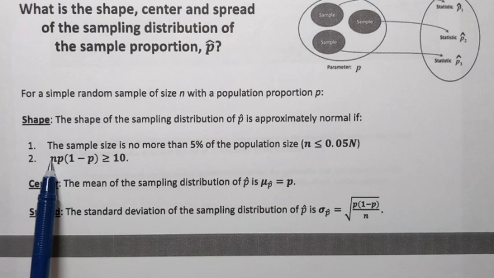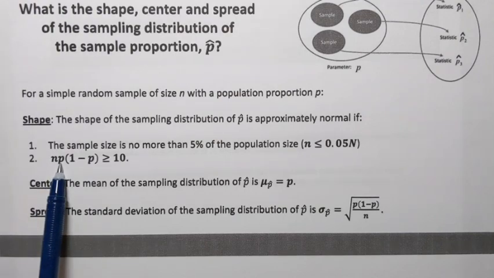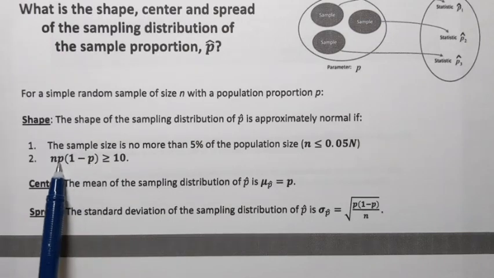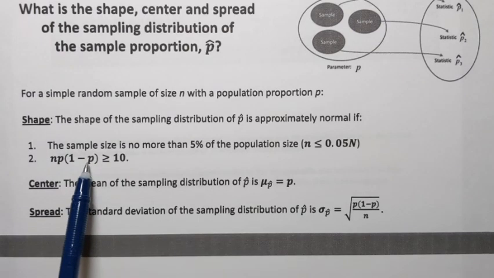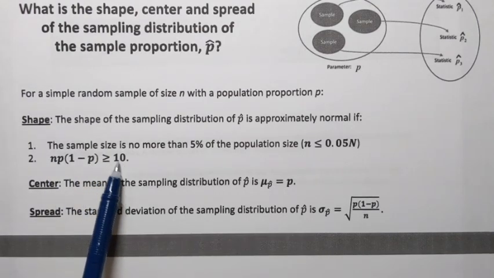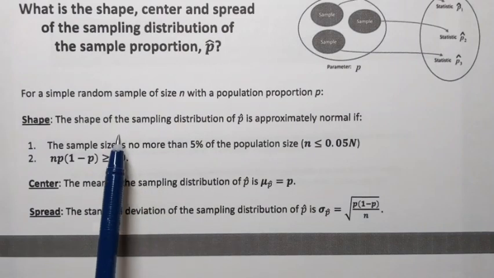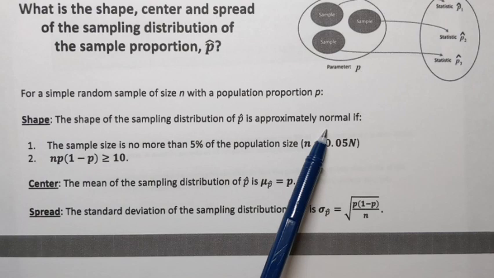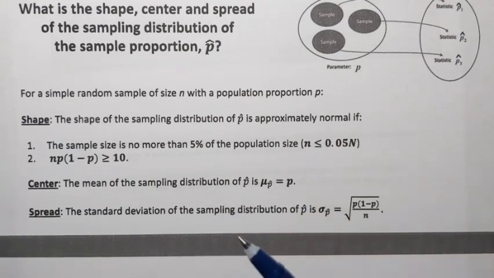If we take sample size, multiply by the population proportion, and then multiply by 1 minus population proportion, keep in mind that population proportion should be expressed in terms of decimals here. So if it's originally given as a percentage, it has to be converted to a decimal. That product should be greater than or equal to 10. If those two conditions are satisfied, then we know that the sampling distribution is approximately normal. And that means that we can use either a z-table or a calculator to answer questions about specific sample proportions.